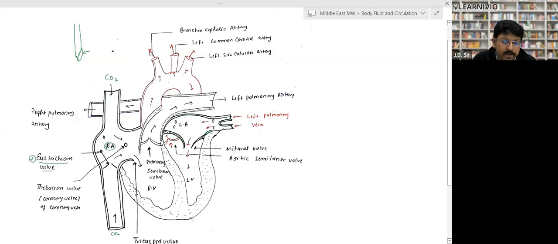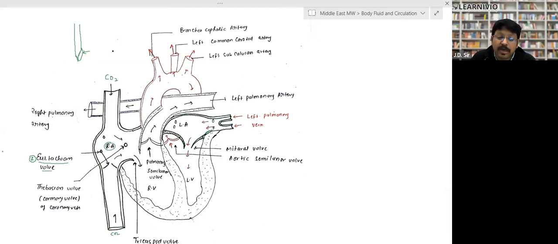You have to keep these names in your brain, and you have to reproduce them during your medical examination. It's very important. So between the inferior vena cava and the right atrium, there is a wall which prevents backflow, that is called the Eustachian wall. Clear? Superior vena cava, no wall.